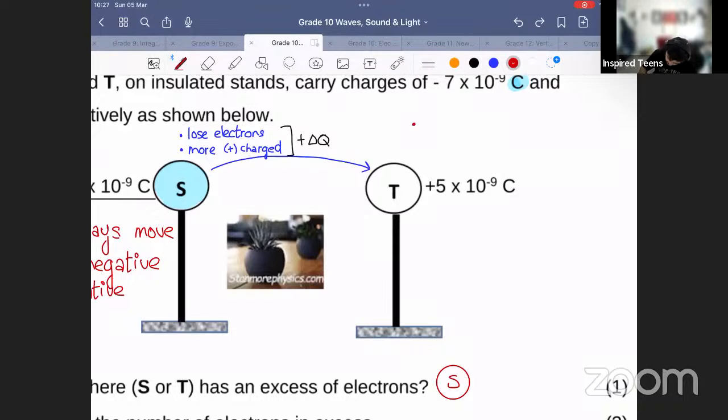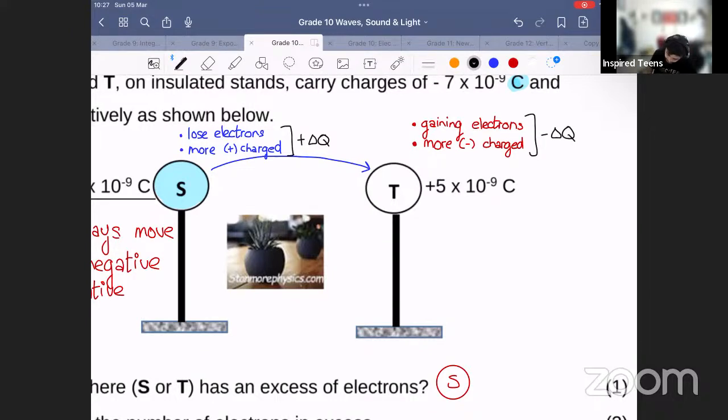T on the other hand, he's just sitting, chilling. He's more positive normally, but he's actually gaining electrons now. Because he was originally the less negative one, he's now gaining electrons. He is becoming more negatively charged. Because he is becoming more negatively charged, he has a negative change in charge, a negative delta Q.